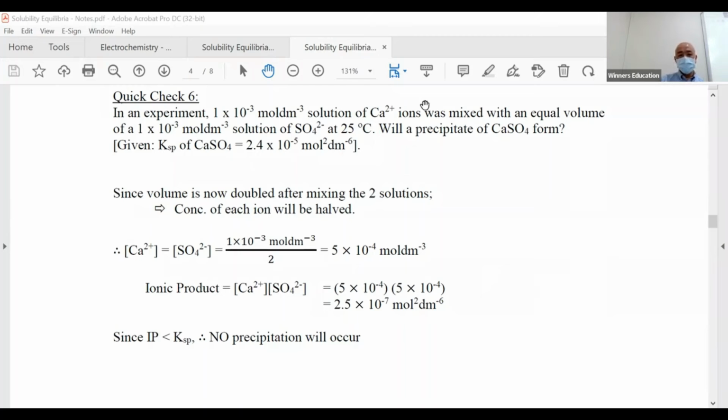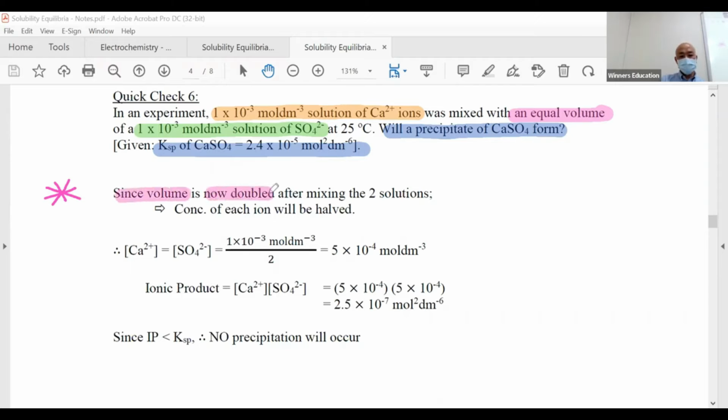Here we go. In an experiment, this concentration of calcium ions is mixed with an equal volume of sulfate. So the question is, will a precipitate of calcium sulfate form, which is a sparingly soluble salt? How do I know? They always give you Ksp, so you know. Now, there is a trap, and therefore there is a shortcut reminder from your school. I believe you have seen this before in your notes.